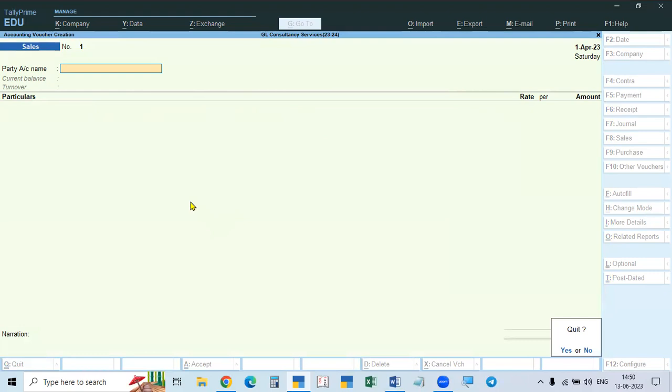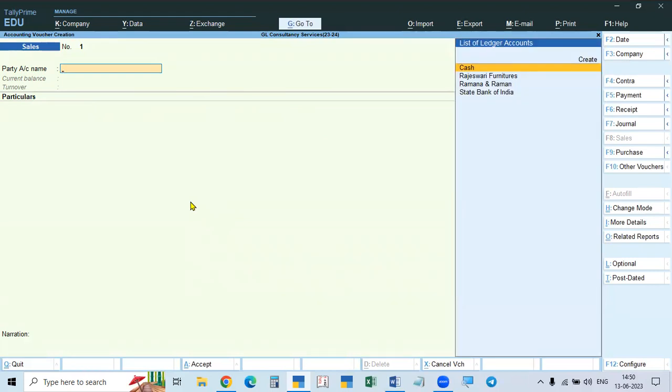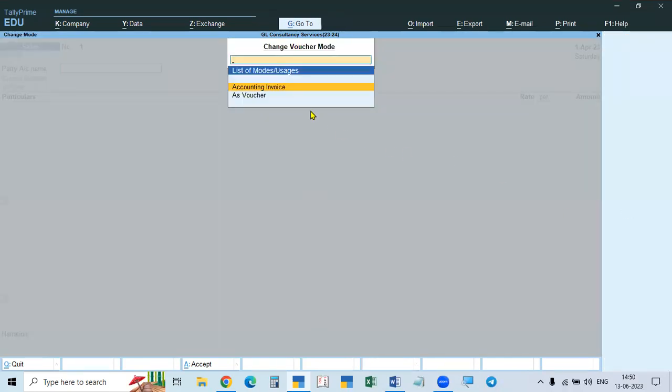But in the case of services, that is if there is no inventory or stock, then, as I already told you, without stock we have to use only accounting invoice. Since the inventory feature is disabled, the item invoice will not be shown. So if you see the change mode, see here, accounting invoice and as voucher only is shown.